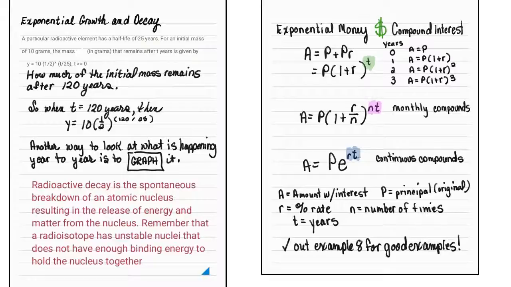And then if we have continuous compounding, which is always the coolest, which means it's always compounding itself without any timely rate, we use the PERT formula: the principal times the natural base E to the power of the rate times the number of years that this is happening. I want you to check out example 8 for good examples, because they best show what's happening to the money, and they're pretty self-explanatory.